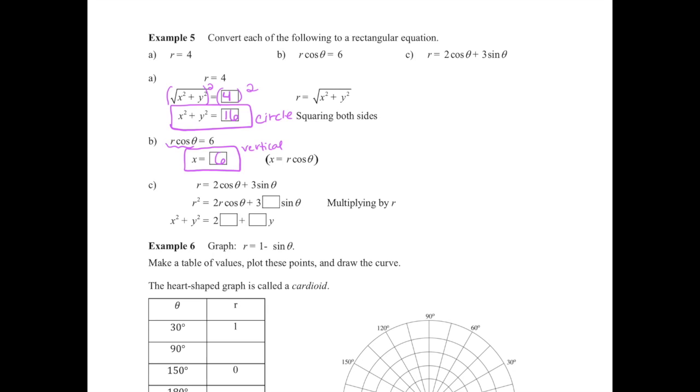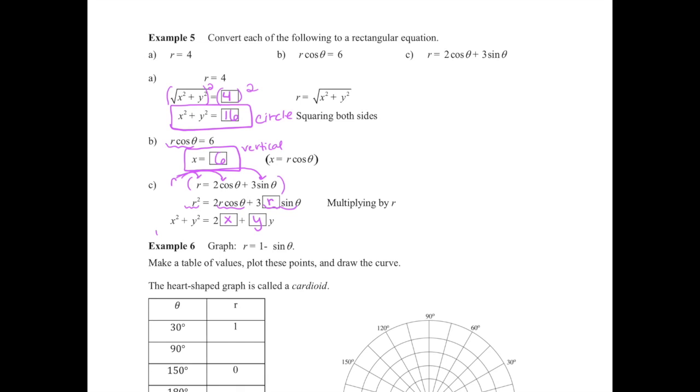Letter C, though, we have r is equal to 2 cosine theta plus 3 sine of theta. I need to have r's with my sines and cosines in order to replace them with either x or y. So I'm going to multiply everything by r, giving me r squared when I distribute is equal to 2r cosine theta plus 3r sine of theta. I'm going to now replace r squared. We know r squared from the front page is equivalent to x squared plus y squared. I know that r cosine of theta, anytime I see that, is equivalent to x. And anytime I see r sine of theta, I end up with y.